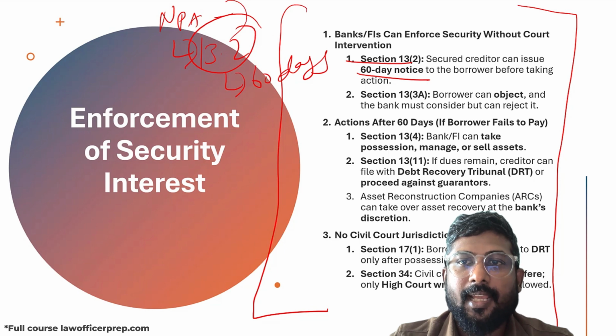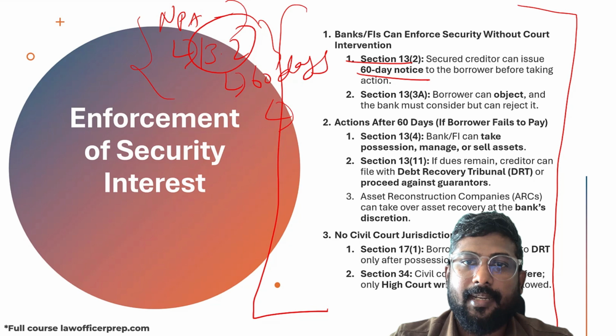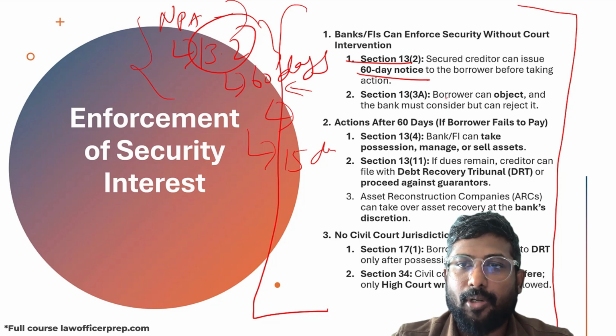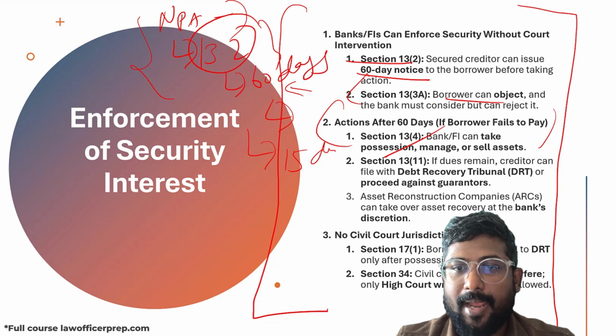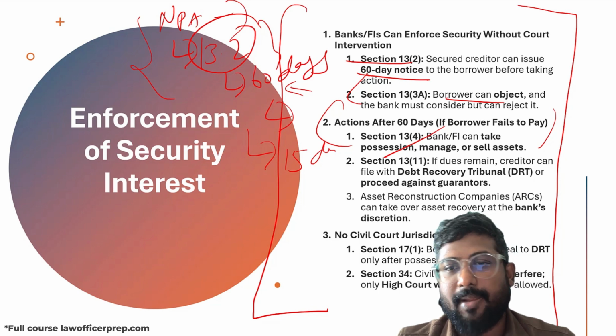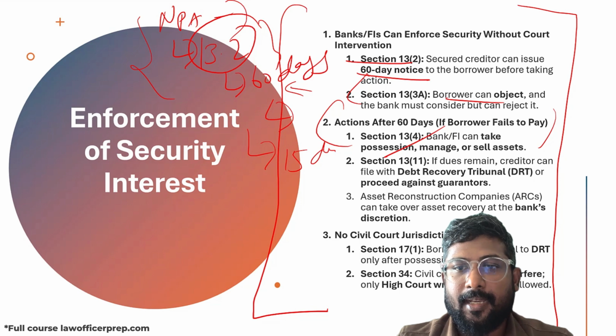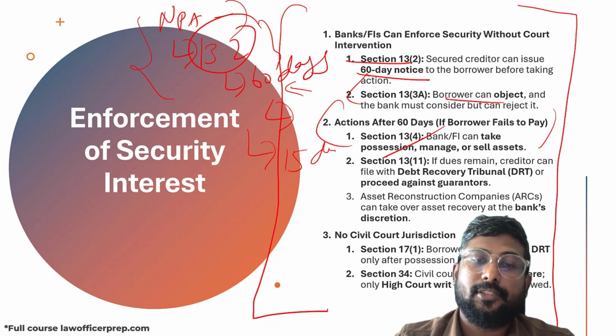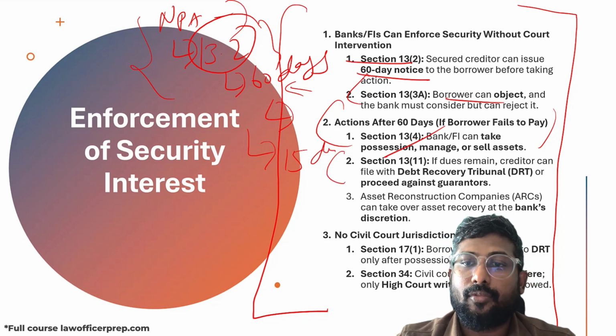And if the borrower has any objection, they can send an objection within 60 days, to which the bank must reply within 15 days. So the borrower can object. And if after 60 days and the objections, everything is taken care of and the borrower has still not paid, then through Section 14, the bank can take possession, manage or sell the assets. And if after selling these assets dues still remain, the bank can approach the DRTs to proceed against the guarantors.